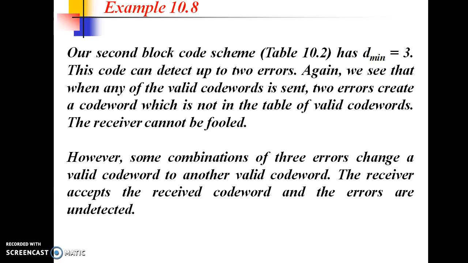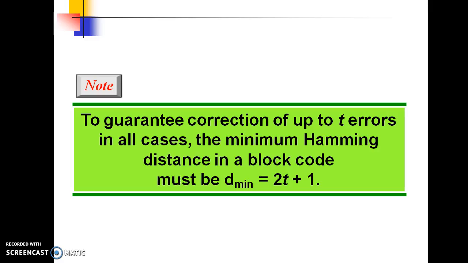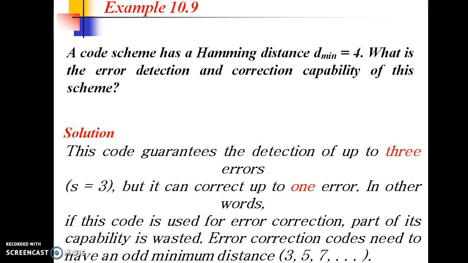So like this, it goes on for block coding. These are some geometric concepts for finding the d min in error detection and correction. And one more important point is, to guarantee the correction of up to t errors in all cases, the minimum Hamming distance in a block code must be d min, which is 2t plus 1.